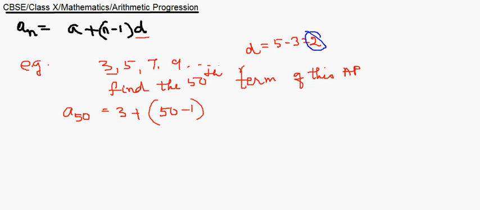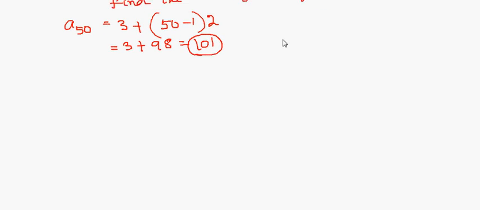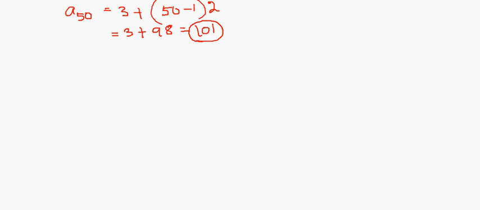We'll use that d in the formula, so I get 3 plus 49 into 2, which gives you 98, so that is 101. So the 50th term of the given AP is 101. That is the first basic application of the nth term formula. We take up another example to see how differently the nth term formula can be used.